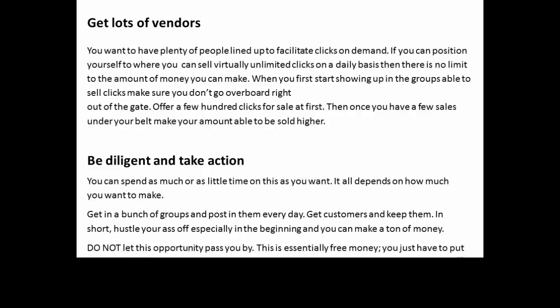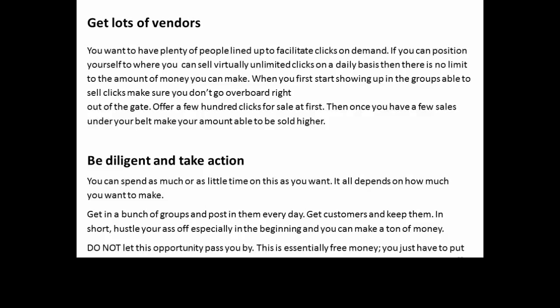Be diligent and take action. You can spend as much or as little time on this as you want. It all depends on how much you want to make. Get in a bunch of groups and post in them every day. Get customers and keep them. In short, hustle your ass off, especially in the beginning, and you can make a ton of money.